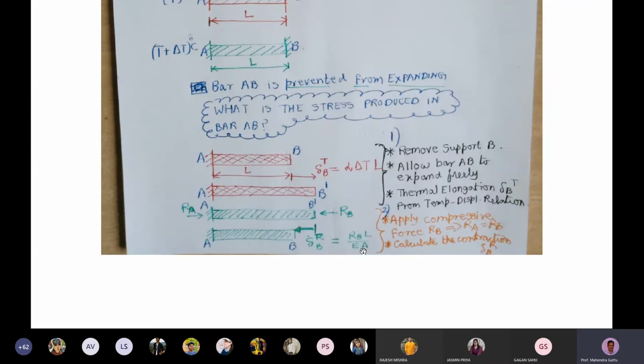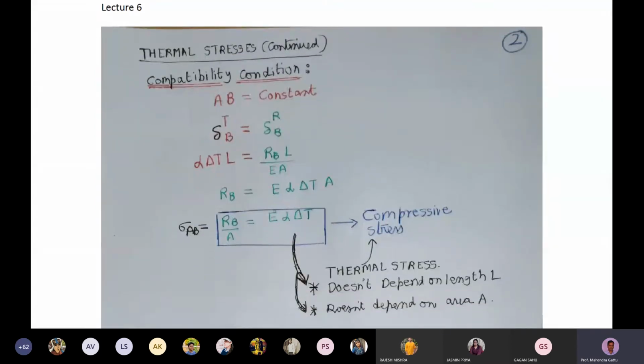So now if you look carefully, there is no motion of point B because it is fixed. So whatever contraction, whatever thermal expansion is happening in the bar should be counteracted by the compression produced by this compressive force. So the compatibility condition will be that the expansion delta BT will be equal to the contraction delta RB. So we apply that compatibility condition now, and we get this relation.